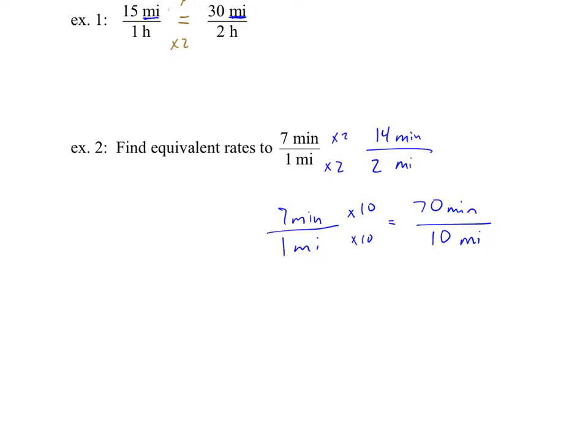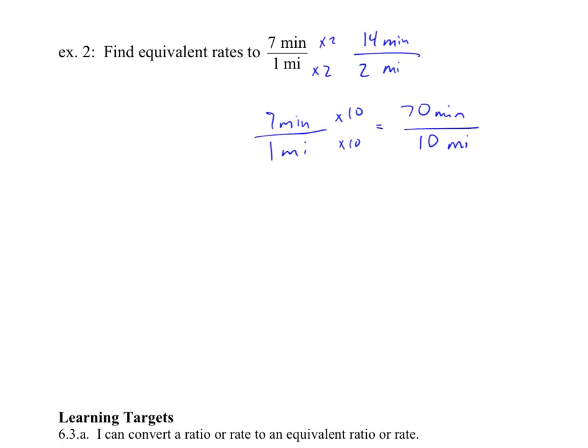So you get to pick sometimes. Okay, if it's saying find an equivalent rate, it might say find 3 equivalent rates. What if I gave you, let's do minutes on top, 21 minutes to 3 miles?